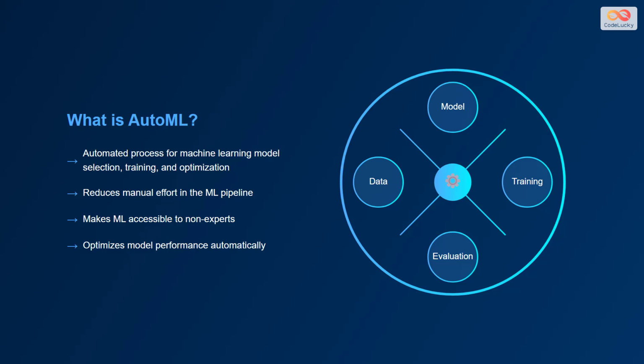AutoML is an automated process for machine learning model selection, training, and optimization. It reduces the manual effort typically required in a machine learning pipeline. This makes machine learning accessible to individuals who may not be experts in the field. AutoML optimizes model performance automatically. Essentially, it streamlines the entire machine learning workflow, from data preparation to model deployment.